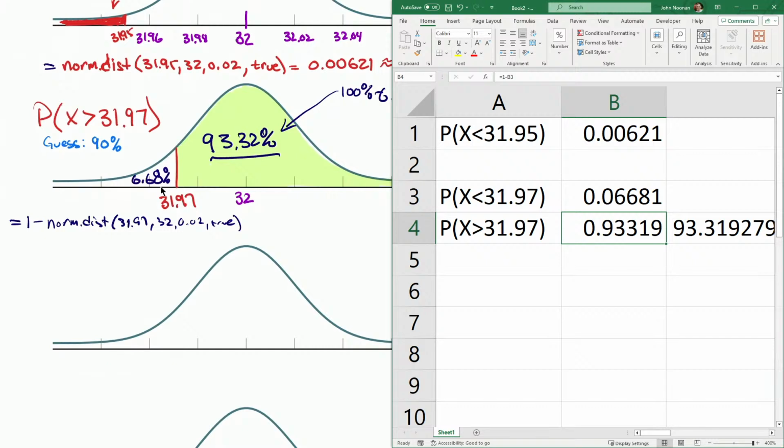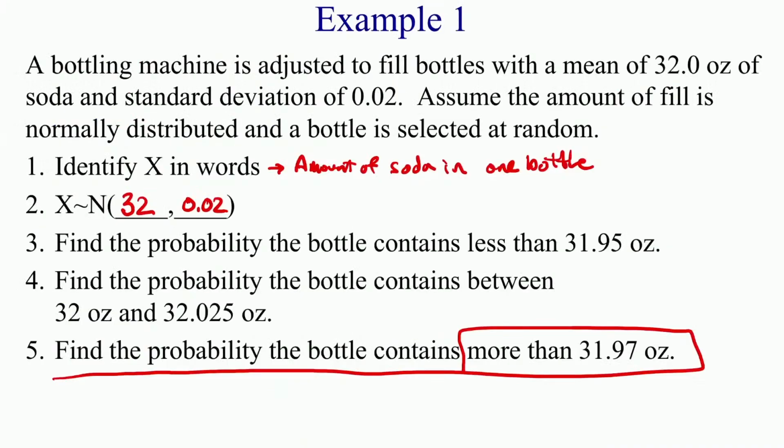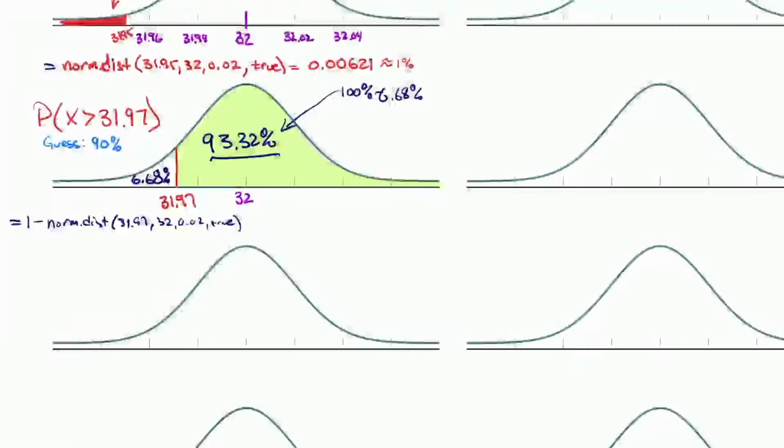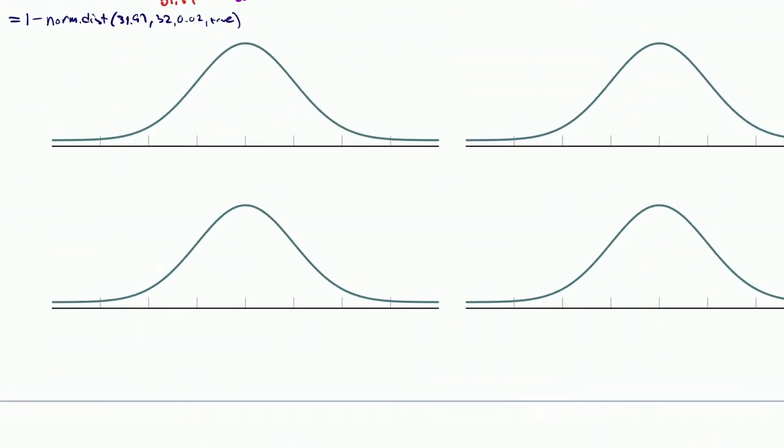All right, we've got a couple more, and then we'll move on to a different type of problem. We'll be done with the bottling problem, which we're probably all sick of. Okay, give me a sec here. So let's go back to number 4 up there. Find the probability that the bottle contains between 32 and 32.025 ounces. Okay, so we're back to this picture. Let's get the picture up here. So between 32 and 32.025. 32 goes in the middle, always.